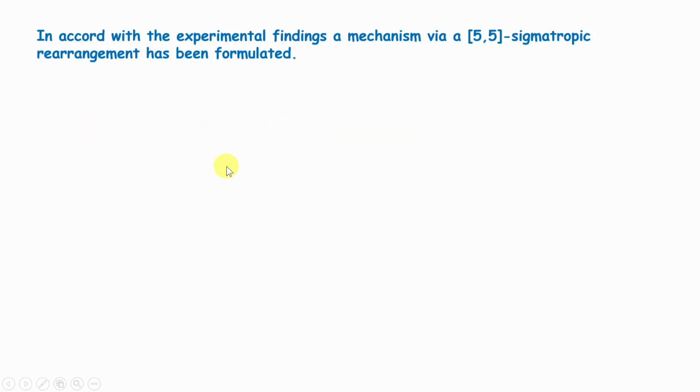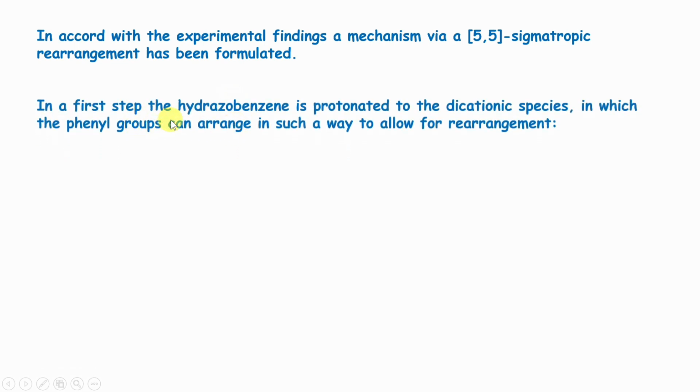Right. Then coming to the mechanism of this rearrangement, in accord with the experimental findings, a mechanism via a 5,5 sigmatropic rearrangement has been formulated for this rearrangement. In the first step, the hydrazobenzene is protonated to a dicationic species in which the phenyl groups can arrange in such a way to allow for rearrangement.